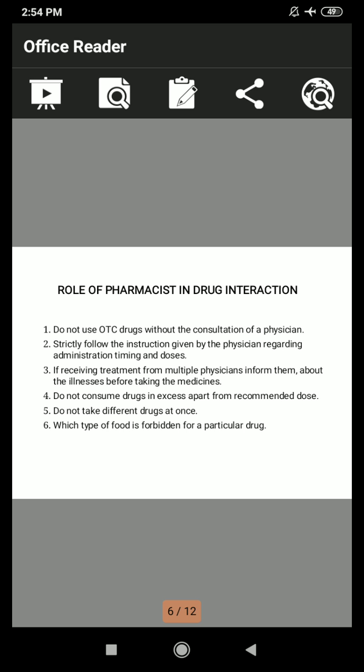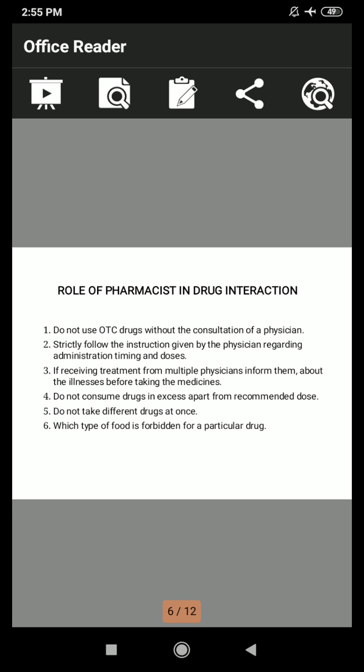and pharmacodynamics of drugs. Then he is the ideal person who can play a vital role in preventing drug interactions by advising the patient on the following. That is, do not use OTC drugs without the consultation of a physician. Then second is, strictly follow the instructions given by the physician regarding administration timing and dosage. Then third is, if receiving treatment from multiple physicians, inform them about the illness before taking the medicine.